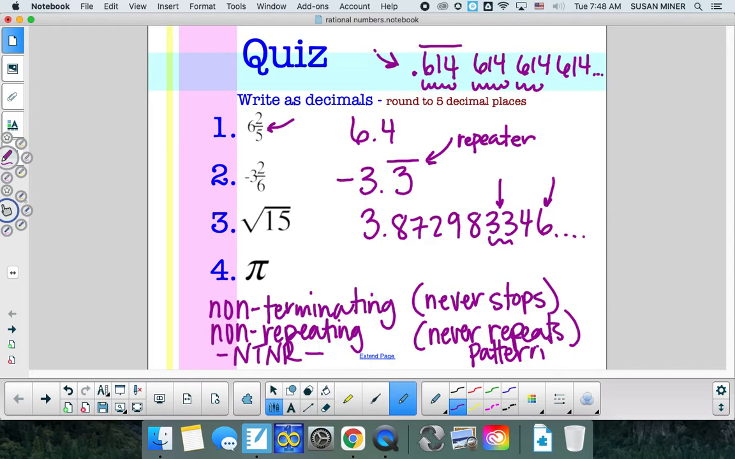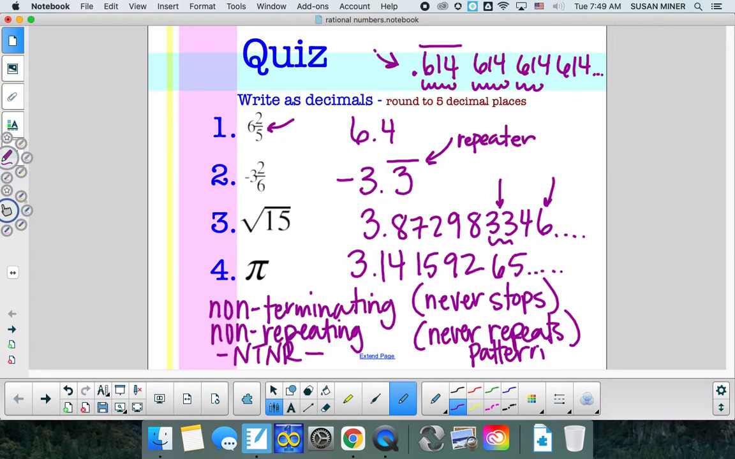Here is another example of a non-terminating, non-repeating decimal, pi, and we've all memorized that 3.14 is approximately equal to pi, and that's what we kind of use as pi. But remember, pi is actually a decimal that keeps going on forever and never stopping, and so it's actually equal to 3.14159265, and then it keeps going on forever.